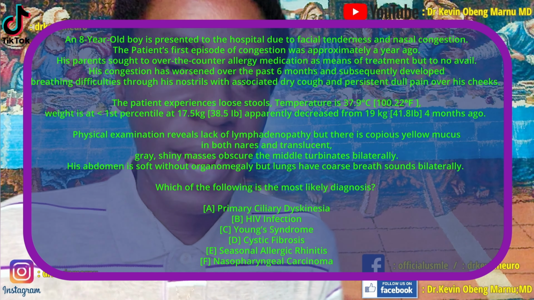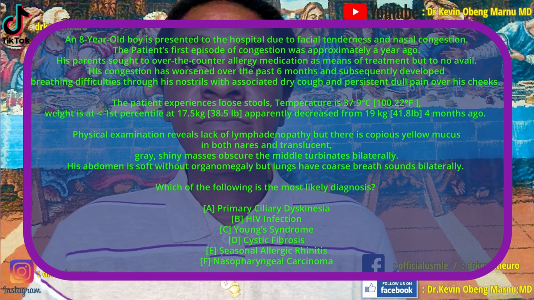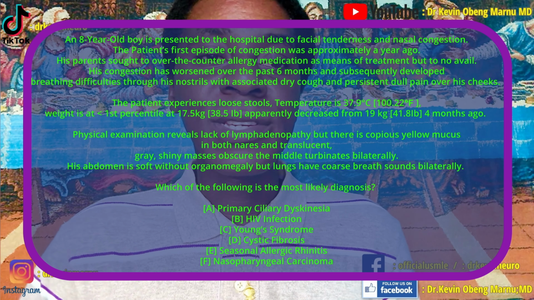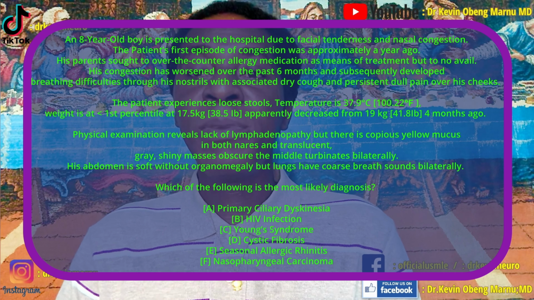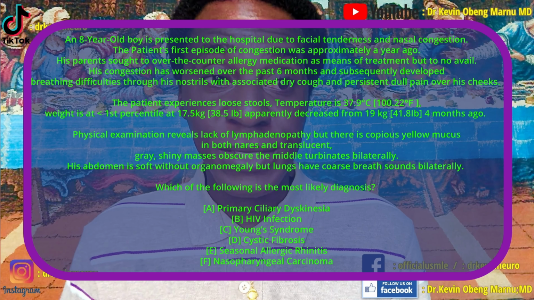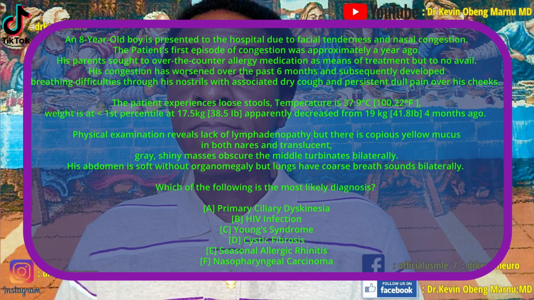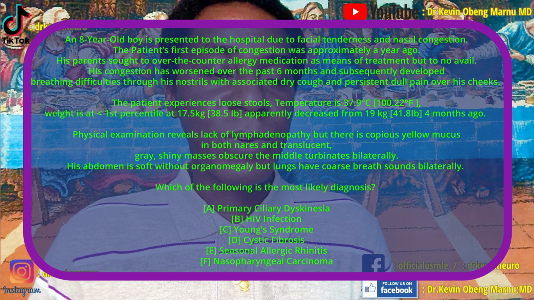Okay? All right. The diagnosis being given, option A is primary ciliary dyskinesia. B, HIV infection. C, Young's syndrome. D, cystic fibrosis.